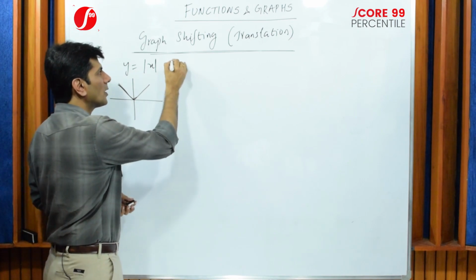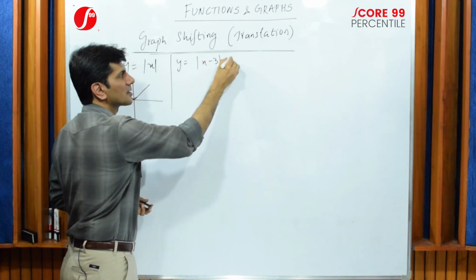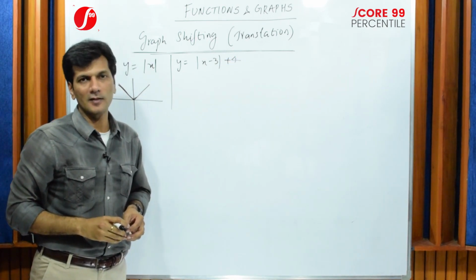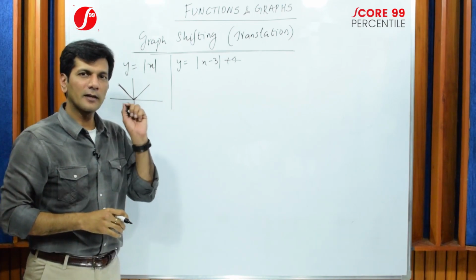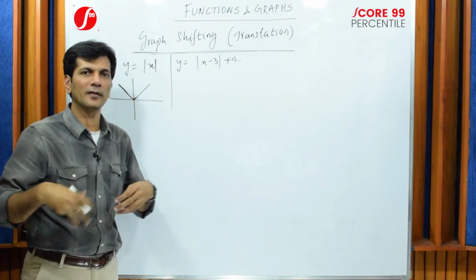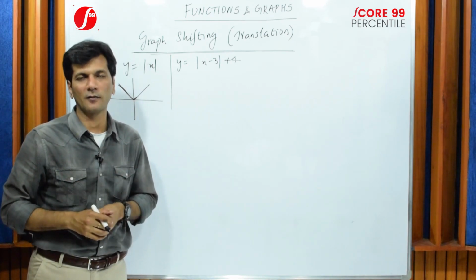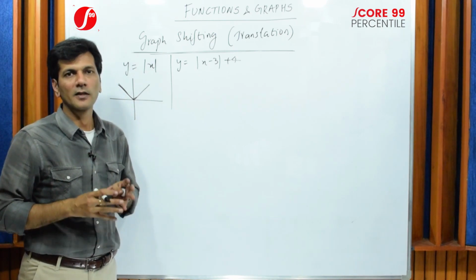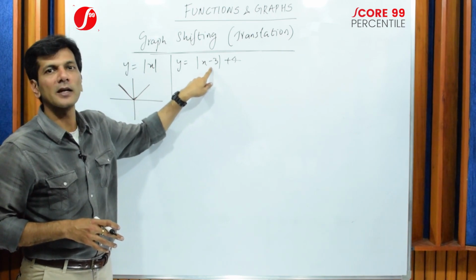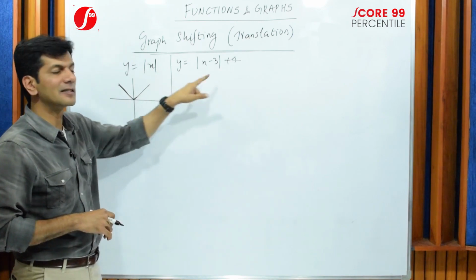Now what would the graph of the function mod x minus 3 plus 4 look like? Now the method that we learned a little while earlier is this. We said draw a table, give input values of x, calculate output values of y, and then start plotting them on the graph and then figure out how the graph looks like. Now this is a time consuming process from an exam perspective. So what we will learn here is how graphs shift when certain arithmetic changes happen to the original function itself.